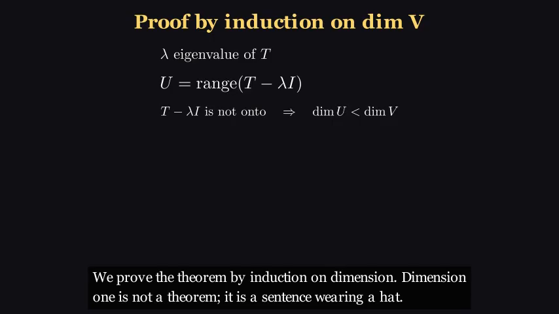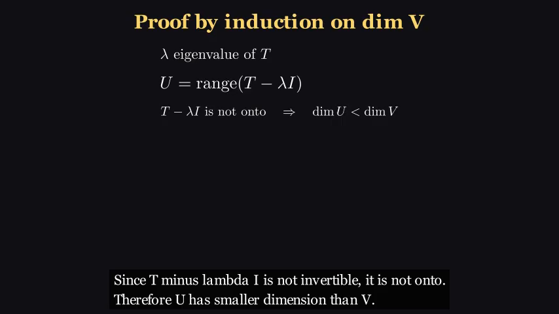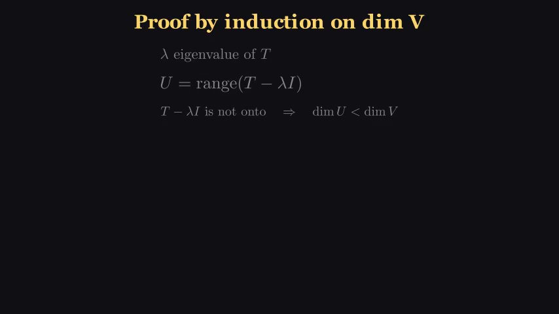We prove the theorem by induction on dimension. Dimension 1 is not a theorem. It is a sentence wearing a hat. Complex numbers give us an eigenvalue lambda. Let U be the range of T minus lambda I. Since T minus lambda I is not invertible, it is not onto. Therefore U has smaller dimension than V.